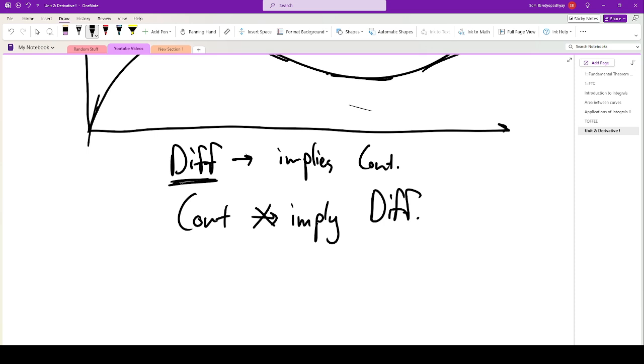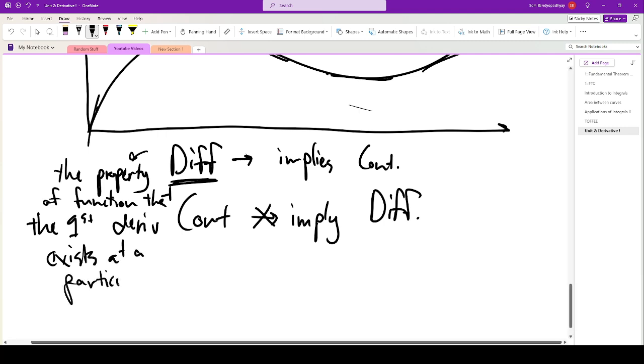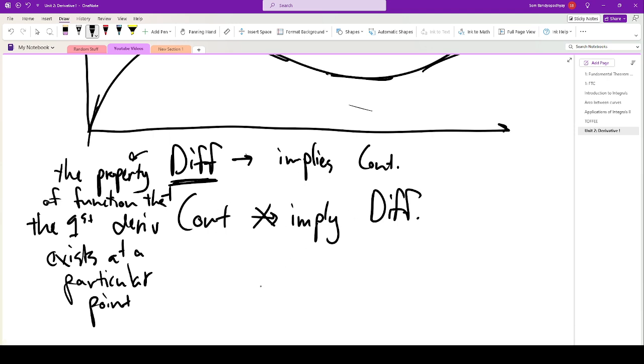And once again, differentiability is just the property of a function that the derivative, the first derivative rather, exists at a particular point. So that was kind of long, but basically it just means you can take the first derivative, like it exists. Differentiability implies continuity, but continuity doesn't necessarily imply differentiability, right?